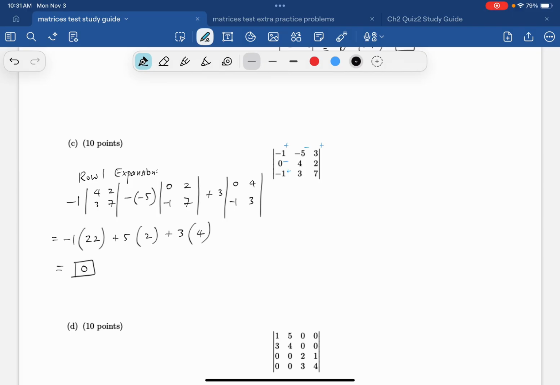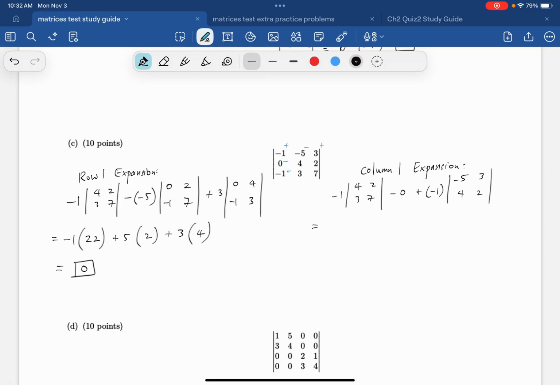Okay, let's try column expansion. So let's do this using column 1. The motivation for that is because column 1 has a 0. So that allows us to compute one less determinant, which is something we always like. And so if we did that, we would have negative 1 times the determinant of 4, 2, 3, 7 again. Now minus 0 plus negative 1 times the determinant of negative 5, 3, 4, 2.